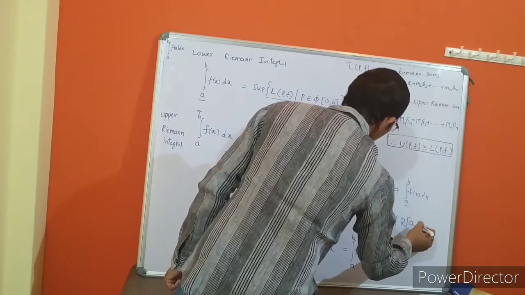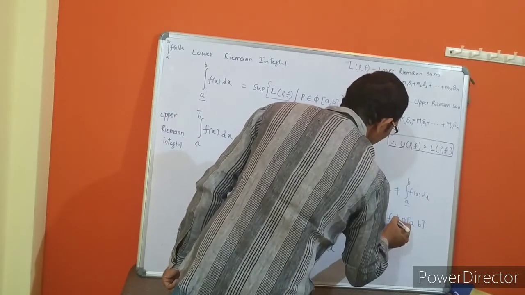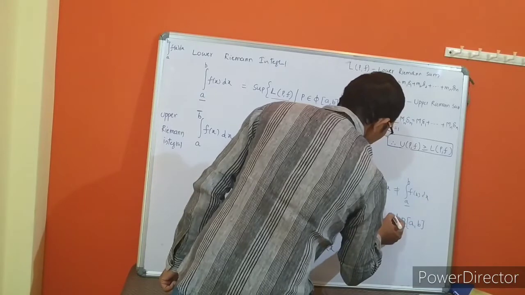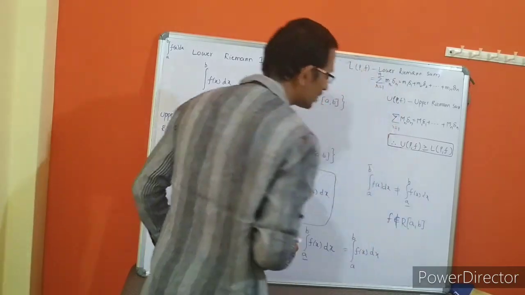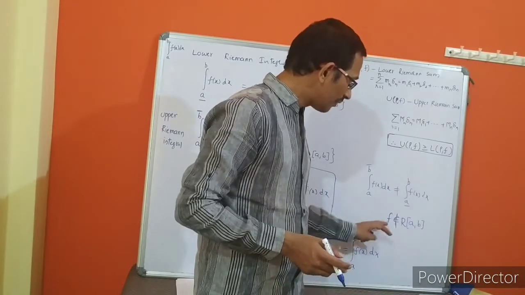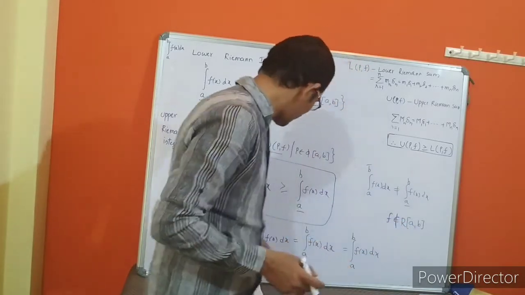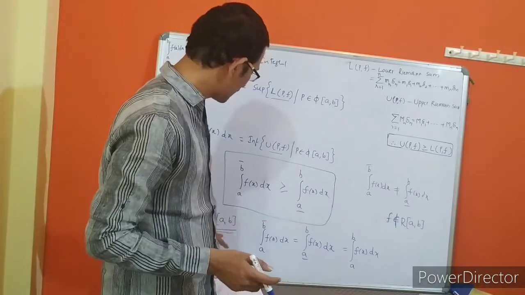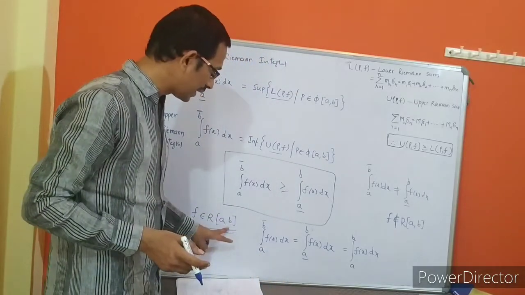F is not Riemann integrable. We write it like this. R[a,b] means the set of all Riemann integrable functions on [a,b]. If f is also one among them, then we write f belongs to R[a,b]. That is, f is Riemann integrable on the interval [a,b].